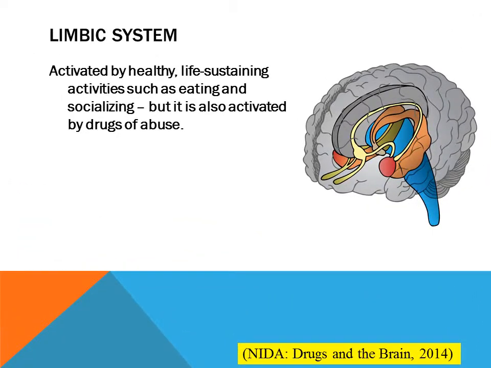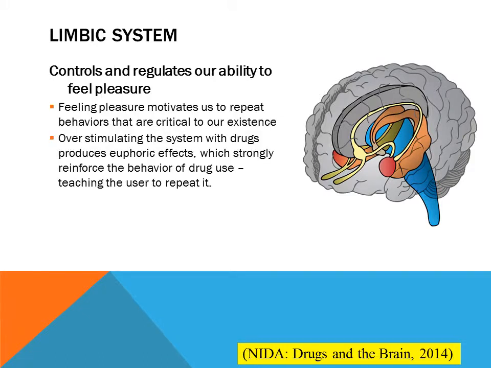We'll talk about the limbic system. It's in the center of the brain. It's activated by healthy, life-sustaining activities such as eating and socializing, but it is also activated by drug abuse. The limbic system controls and regulates our ability to feel pleasure. Feeling pleasure motivates us to repeat behaviors that are critical to our existence. However, overstimulating the system with drugs produces euphoric effects, which strongly reinforce the behavior of drug use, teaching the user to repeat it.